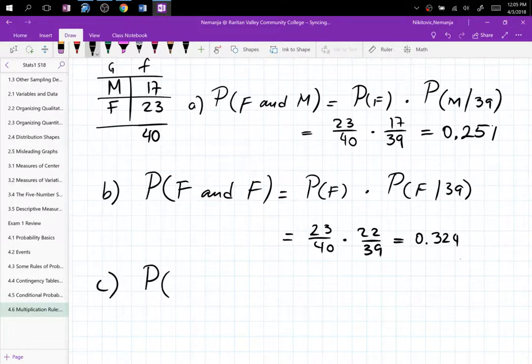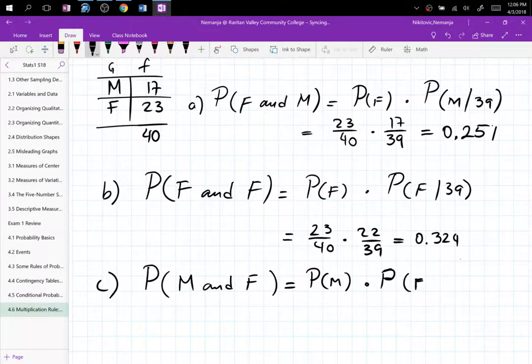All right, let's pick the probability of a male and female. What it changes: 17 over 40, so that's the probability of a male times the probability of a female given 39, which is 23 over 39. Good.